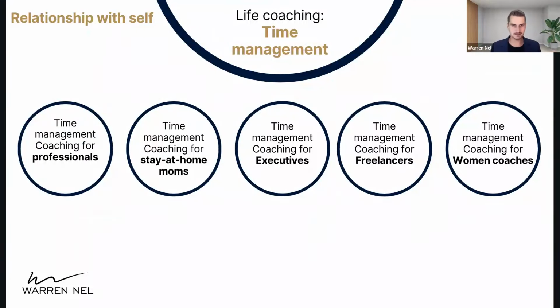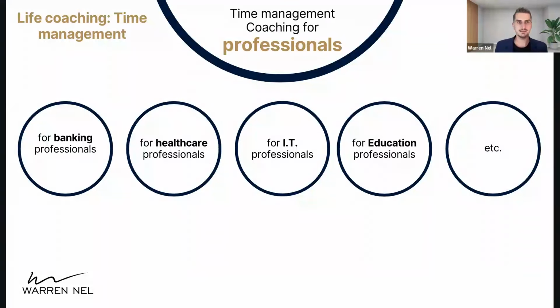So now we've zoomed in, and all of a sudden, under life coaching, under time management, we see there's a whole bunch of subcategories in terms of who we're serving. So time management coaching for professionals, time management coaching for stay-at-home moms, for executives, freelancers, women coaches. So you see how we're getting more and more specific, but we're still under the relationship category and still under the life coaching category. So let's say we choose time management coaching for professionals. Let's say that's our niche, because that most aligns with our strengths and our interests, and also most aligns with what the need is and what people are willing and able to pay for.